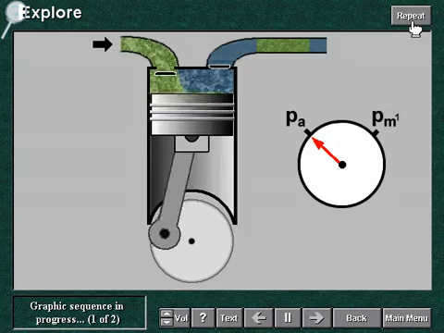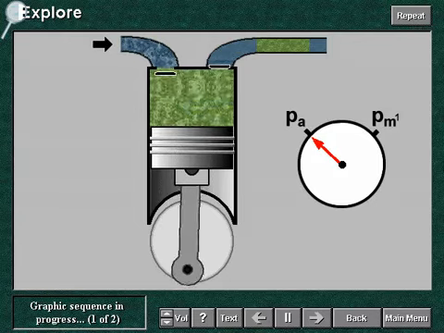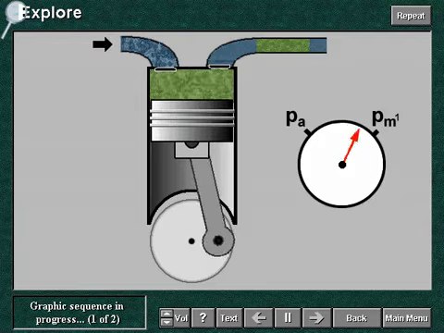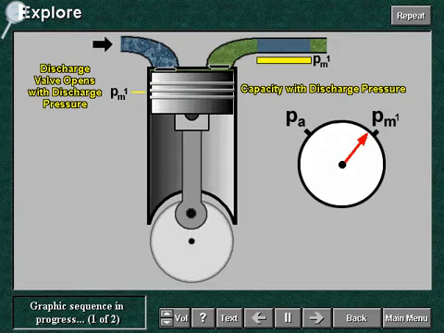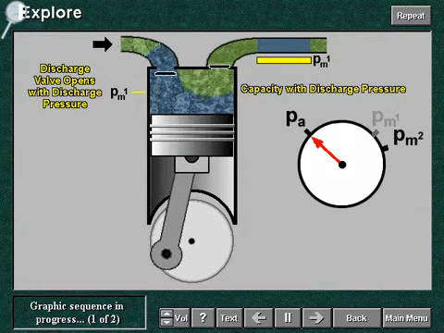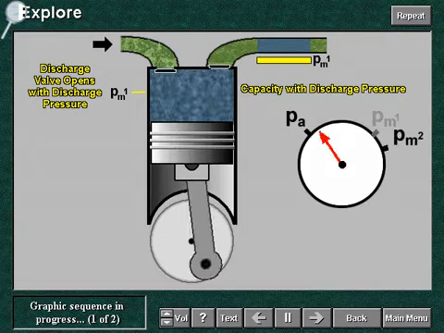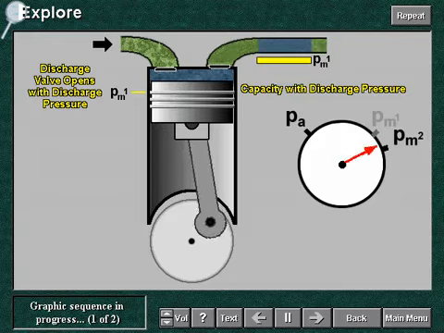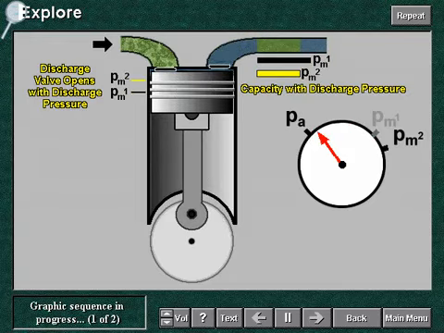Consider now a single-stage compressor. If a higher delivery pressure happens, the compression ratio is increased and volumetric efficiency decreases. Less gas is delivered to the user and the compressor capacity is decreased.